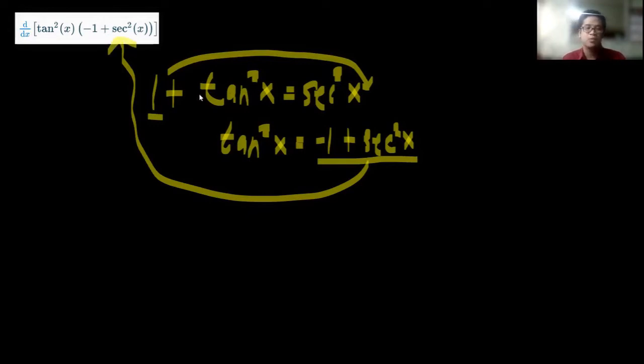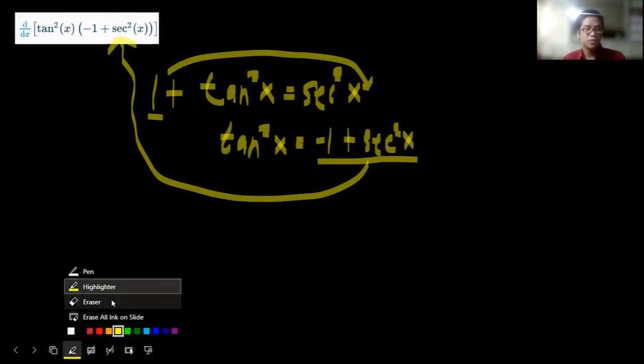Right? So since -1 plus secant squared of x is equal to tangent squared of x, therefore I can rewrite this one as the derivative of tangent squared of x times tangent squared of x. There you go, right? And now take a look. They have the same base, tangent and tangent, and they have the same exponents.